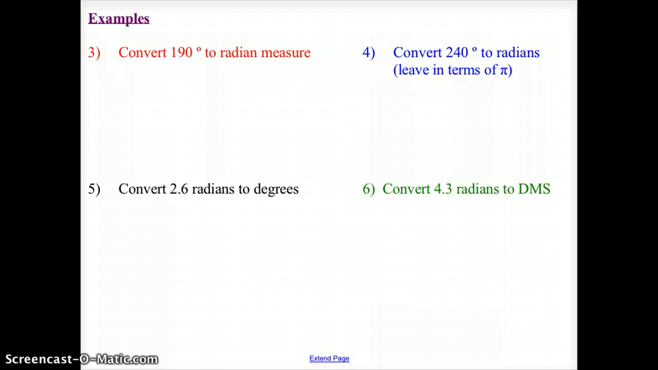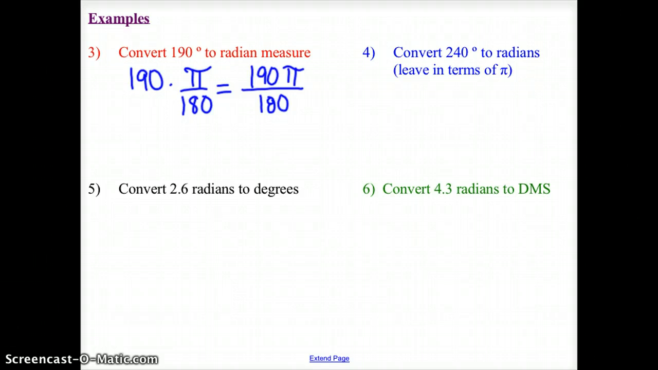We're going to convert 190 degrees to a radian measurement. So to begin, I'm going to take my 190 degrees and multiply it by the conversion factor pi over 180. So I get 190 pi over 180. But then I need to reduce, right? As long as the directions do not say otherwise, you can use a decimal. So if I take 190 pi divided by 180, you would get 3.31 radians.